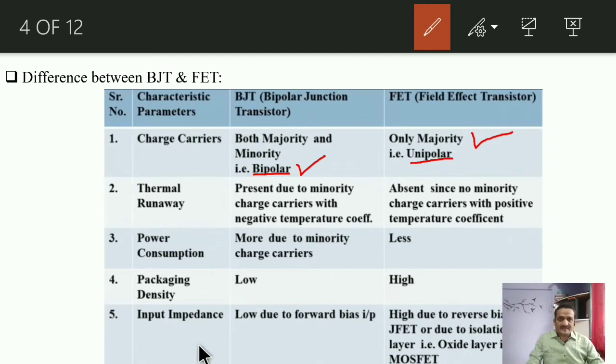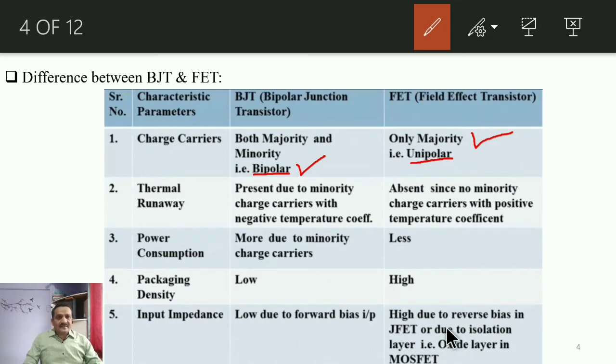Then input impedance. In case of BJT it is somewhat less, because as we know BJT is a current controlled device, and that's why there will be some non-zero input current. Then we can control its conduction. While in case of FET, whatever voltage we apply at the gate terminal, the gate and the device are always reverse biased, or we can say there is a SiO2 layer, that is isolation, and that's why the input current in the FET family is almost zero, and that's why FET is known as a voltage controlled device.